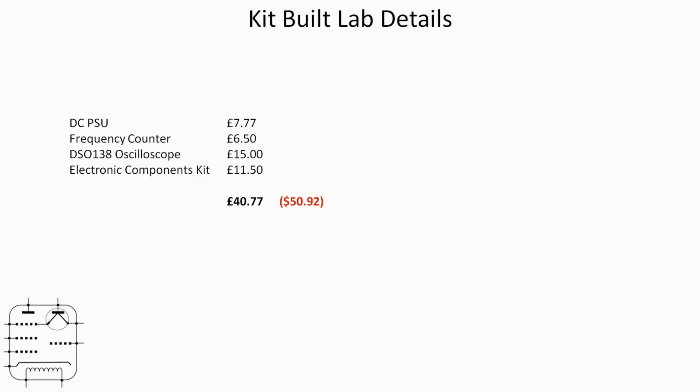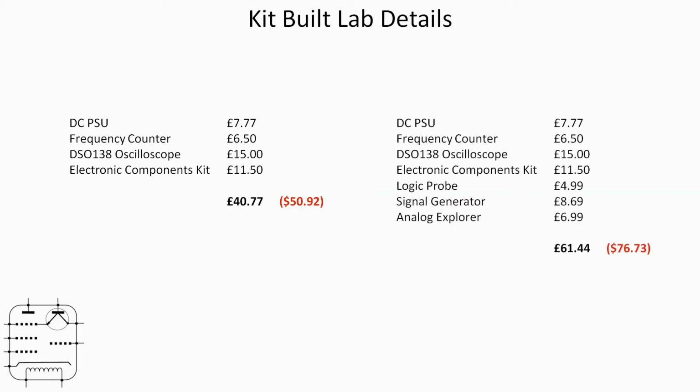That works out with exchange rates as per today at just over $50, call it $51. If you add in the extra things that I mentioned, that's the logic probe, the signal generator and the analog explorer kits, that gives us a total of £61.44, which is about $76.75. So I think to have an electronics lab with the ability to do all that for that kind of price is quite remarkable.